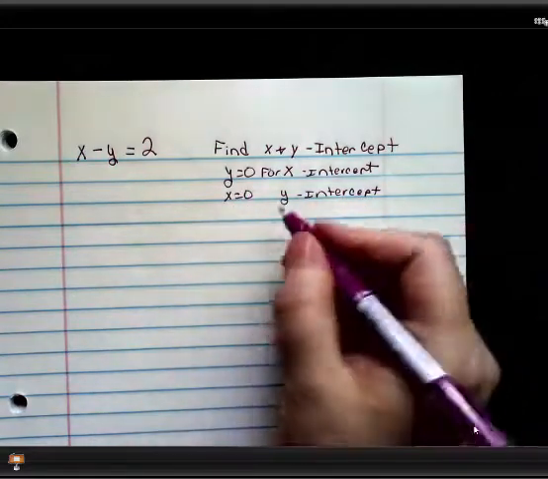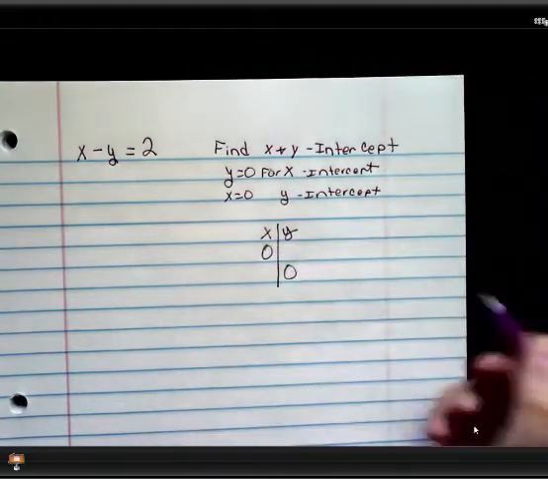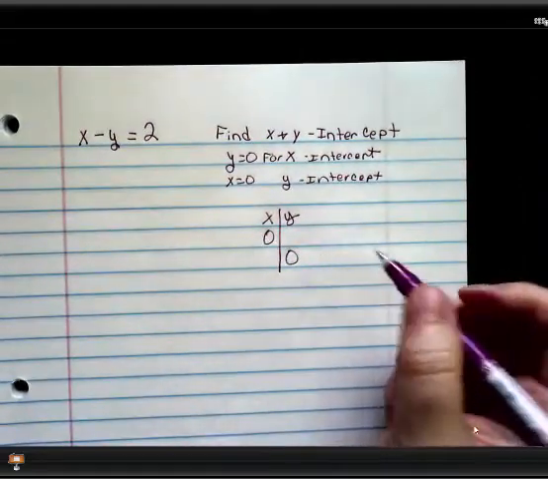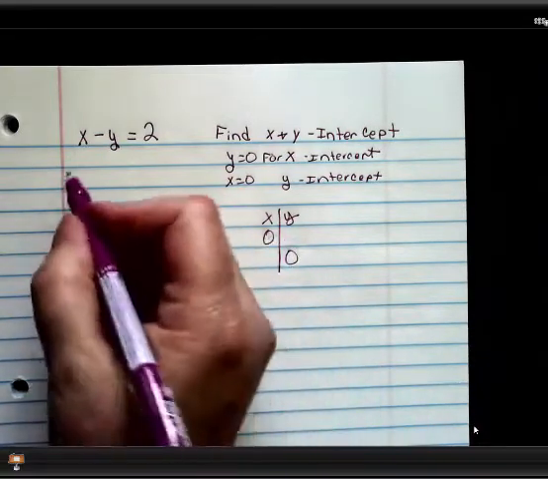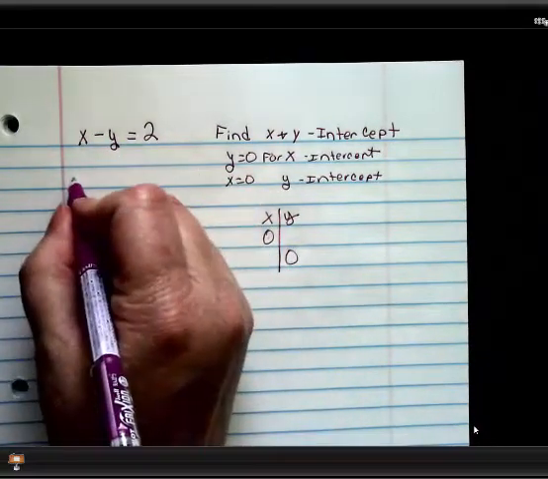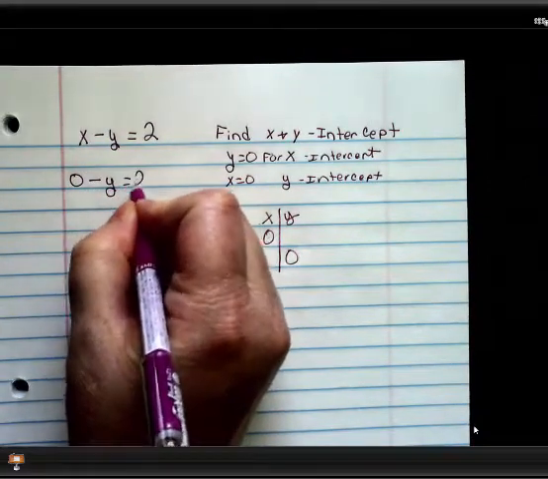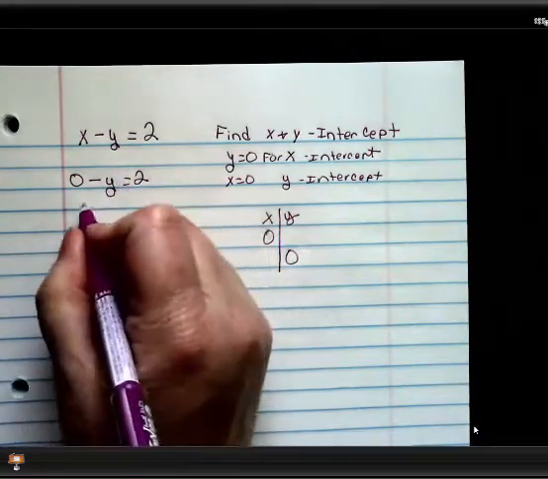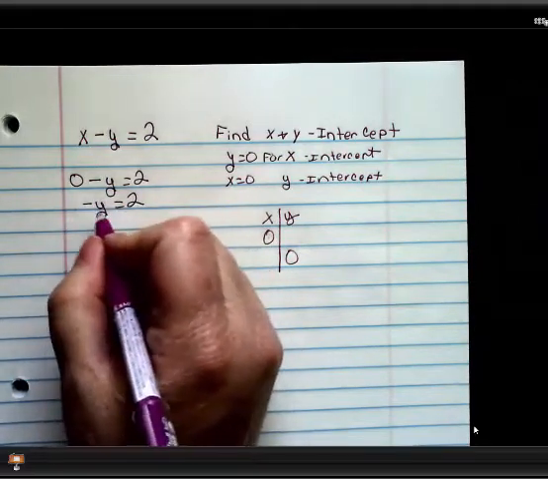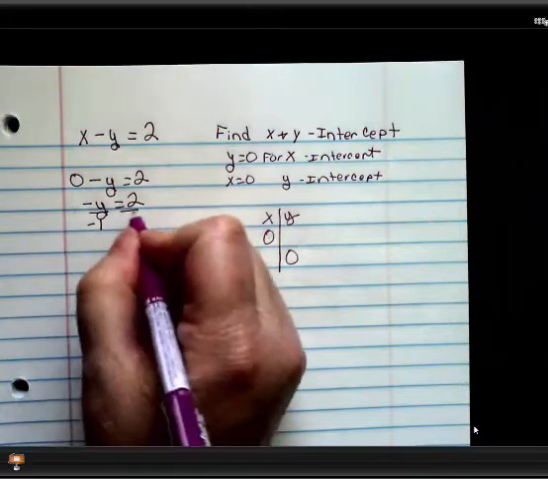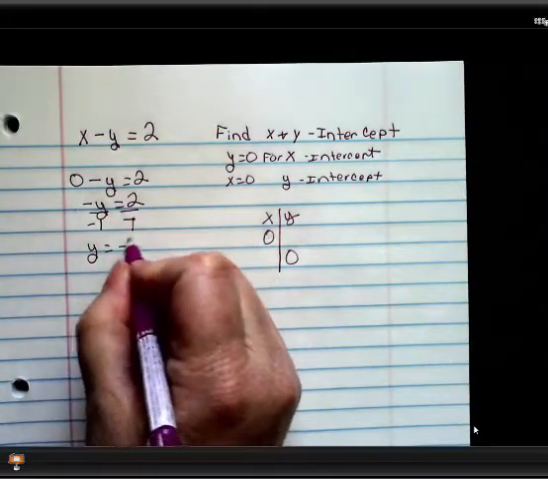Now, what I always do is I just make myself a little chart that looks like this, so I make sure that I get both the x and the y. So this means I'm going to plug in 0 for x. So now this is tricky because now I have 0 minus y equals 2, which gives me negative y equals 2. I don't want to know what negative y is, so I divide by negative 1, or you just move that over, and you get y equals negative 2.